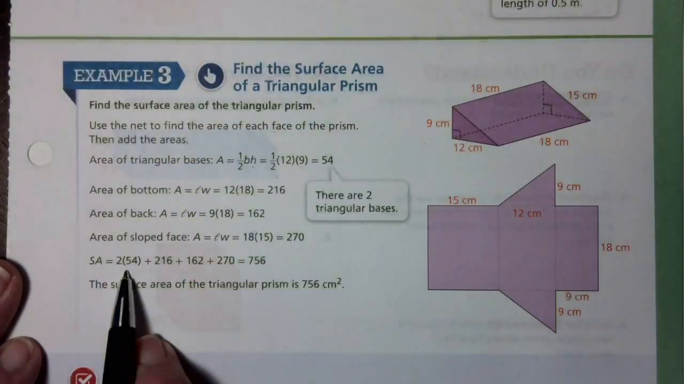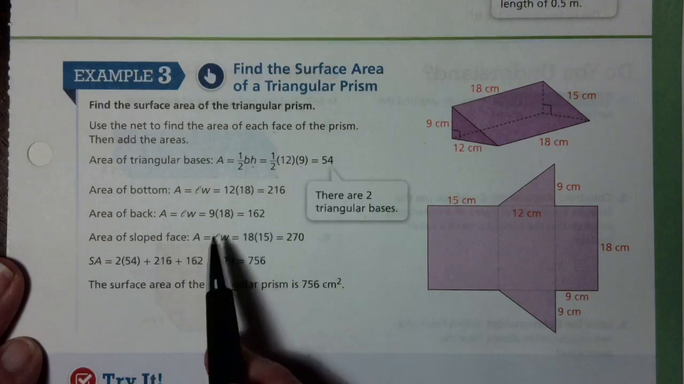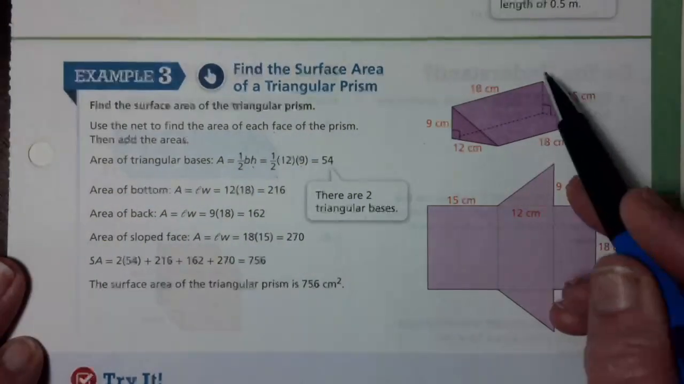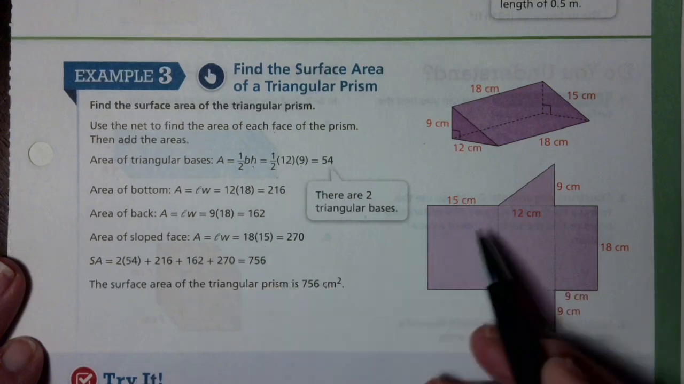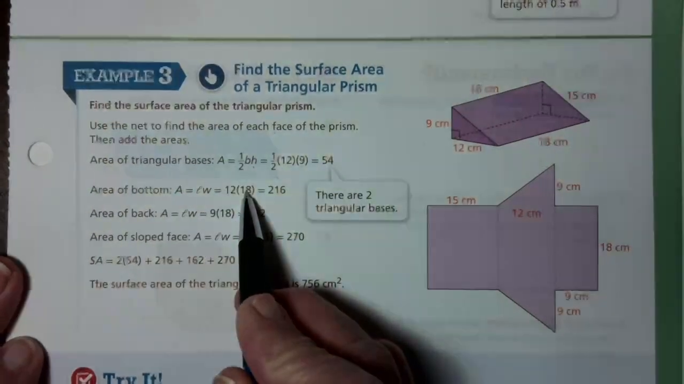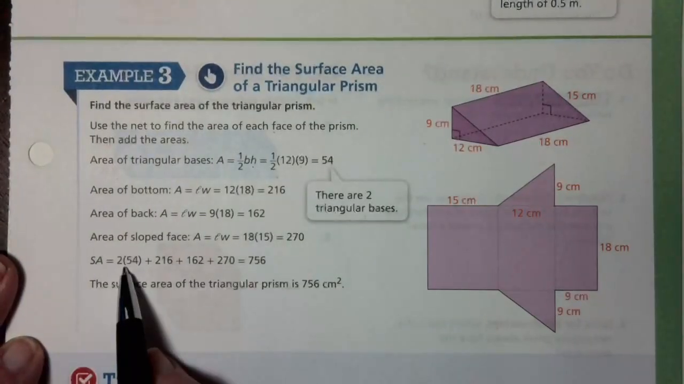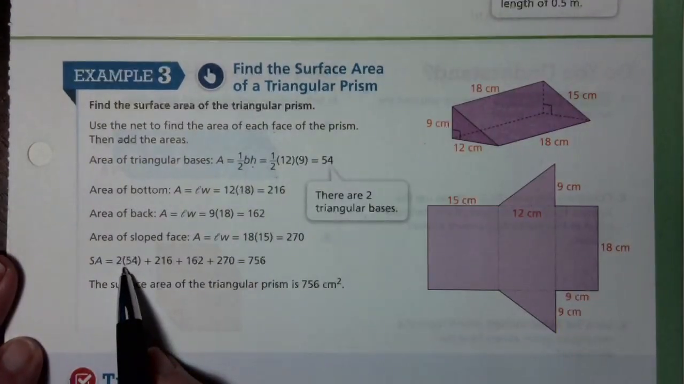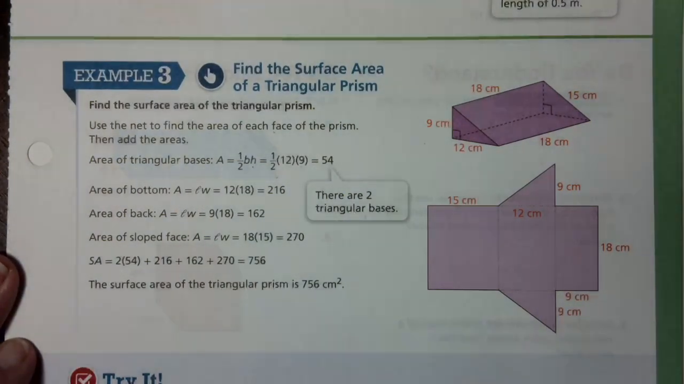And these rectangles are not the same size. We have a 9 by 18. There's this one. We have a 15 by 18. There's this one. And we have a 12 by 18. There is that one. So we have 3 rectangles. And we have two triangular bases. So here's the area of the 2 bases plus all 3 of the rectangles added together for a total of 756 centimeters squared.